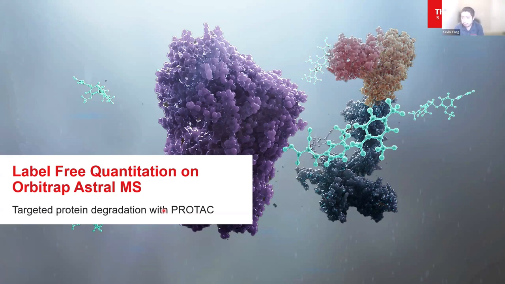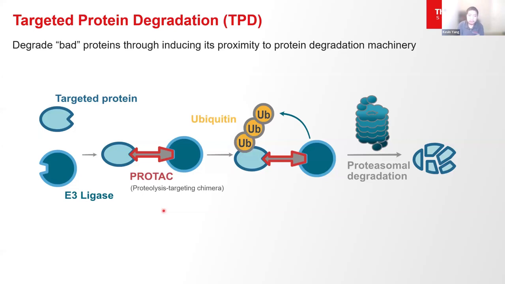So the example I'm going to show you today is a project on targeted protein degradation with PROTAC compounds. Targeted protein degradation, or TPD, is right now a very important small molecule drug discovery approach. In this approach, we use a small molecule like a PROTAC to bridge the targeted protein with an E3 ligase to promote its ubiquitination and thereby degradation.